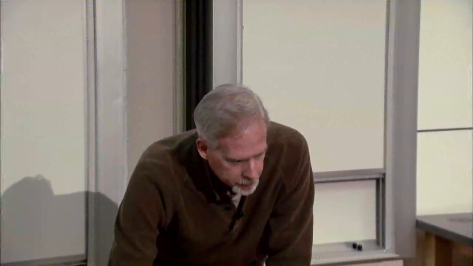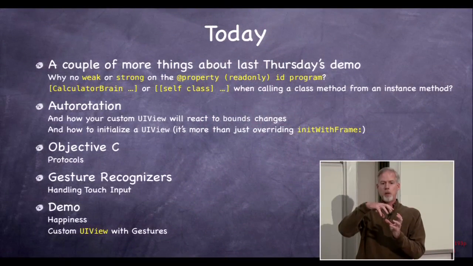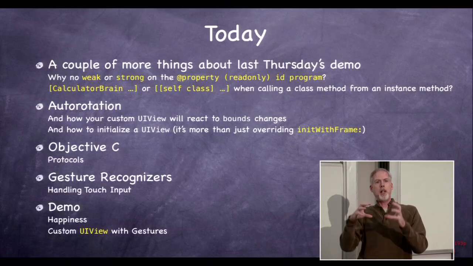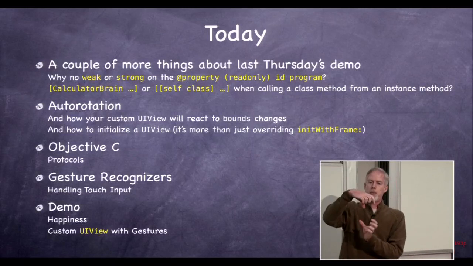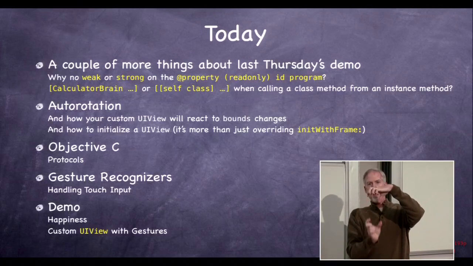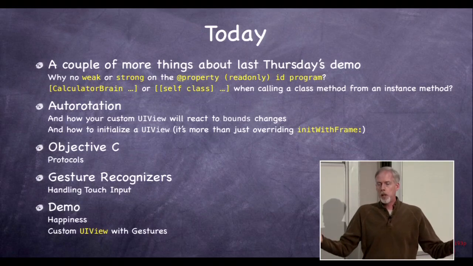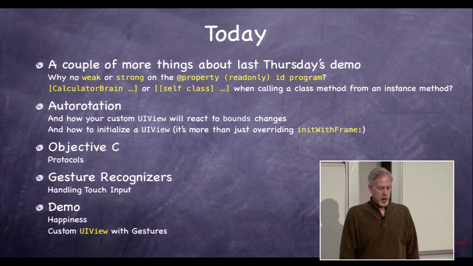Okay, what are we going to do today? Today we're going to talk about auto rotation, which is you have your device and you turn it and the bounds of your views change, right? Because if you had something in portrait and you turn it to landscape, your bounds went from being tall and not so wide to wide and not so tall. Okay, so how do we deal with auto rotation? We're going to talk about that today.